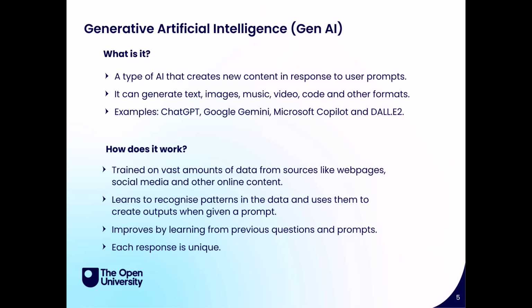For example, text-based generative AI tools like Microsoft Copilot and ChatGPT are built on large language models, or LLMs, and work like predictive text, although a more sophisticated and large-scale version. And they can continuously improve by collecting and learning from our previous questions and prompts. Each response is unique. You will probably never get the exact same reply twice.